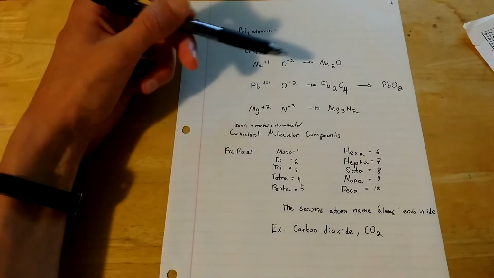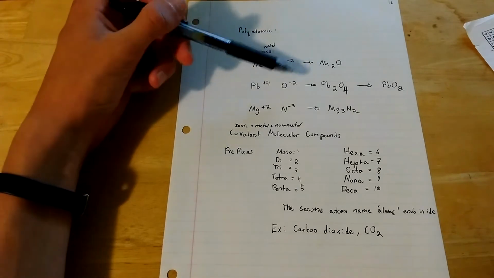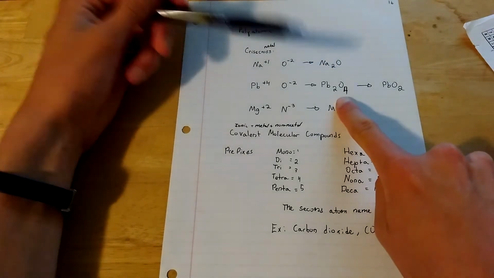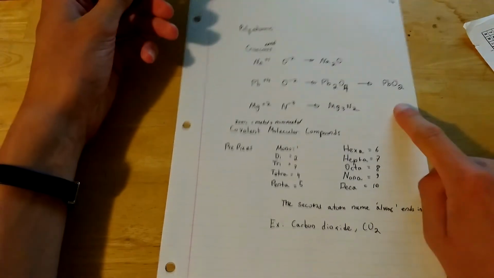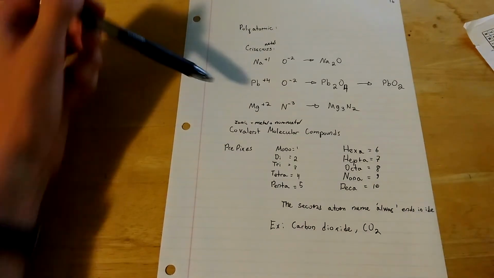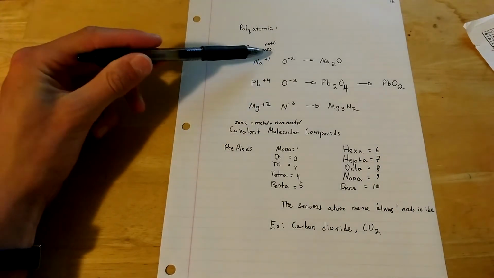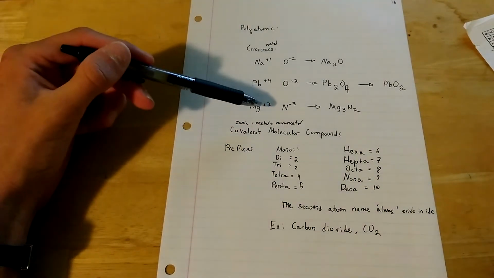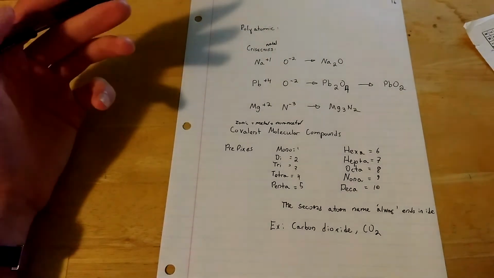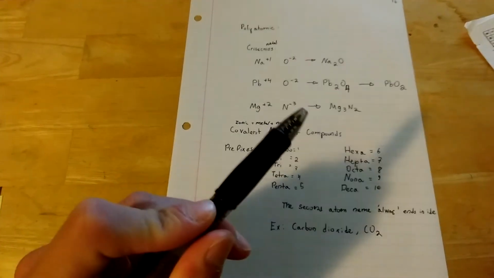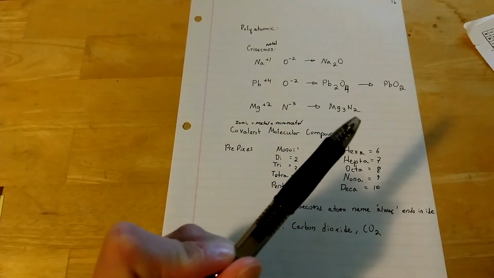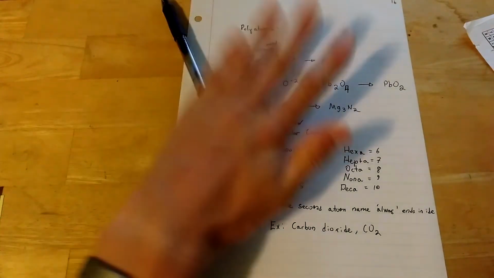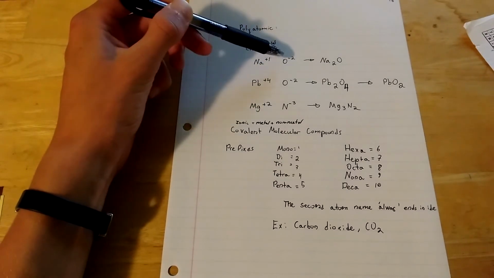Now Pb+4 and O-2. Again, Pb2O4, but this can be reduced since 2 and 4 can be divided by 2, and so you get PbO2. These are all even, or close enough. And it still works with magnesium and nitrogen, for example, with +2 and -3, which goes to Mg3N2.